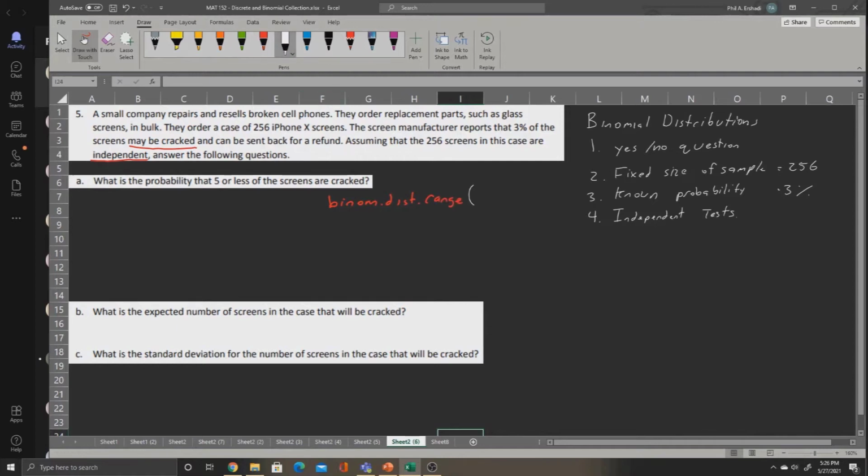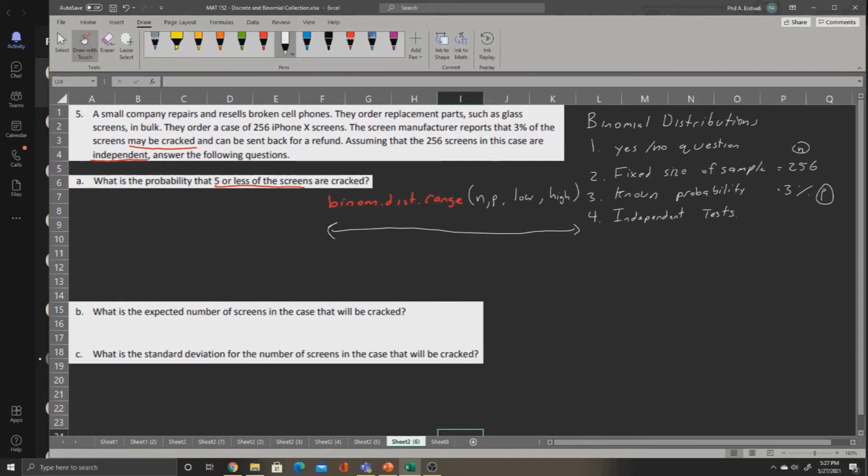Let's remind ourselves of what goes inside this function. We have the sample size, n, that's 256. P, the probability of the screen being broken, that's 3%. We'll have to enter a low value and a high value. Now, in this question, they tell us that 5 or less of the screens are cracked. So 5 or less means the highest we can go is 5.